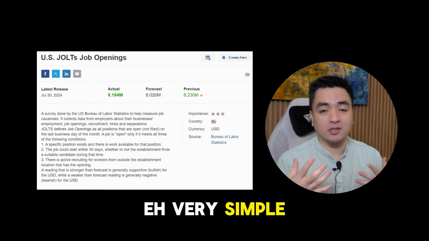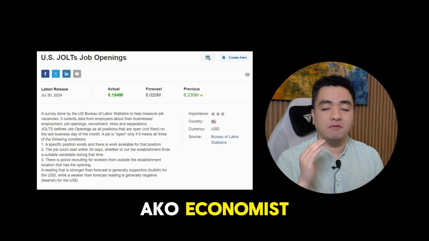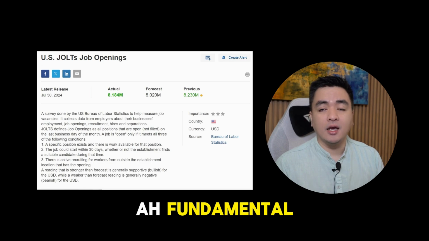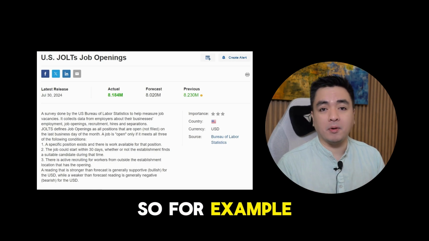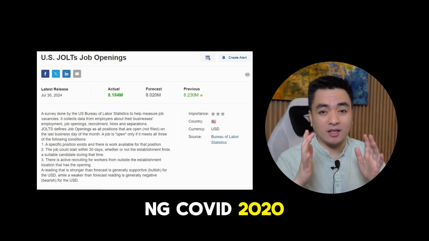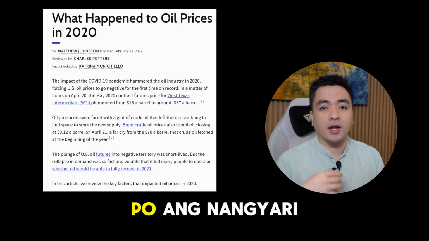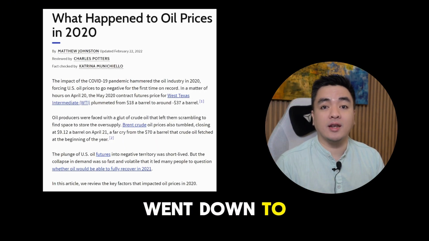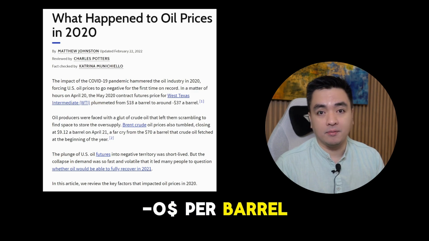Okay? Very simple. So hindi po ako economist. Very basic lang po yung tinitingnan ko sa fundamental, but it drives. So for example, balik po tayo ng COVID 2020, no? So ano po ang nangyari sa price ng oil? Price of oil went down to -0 per barrel.